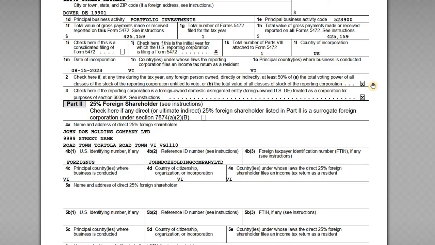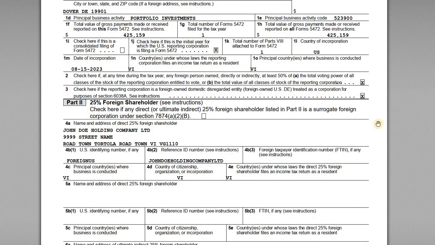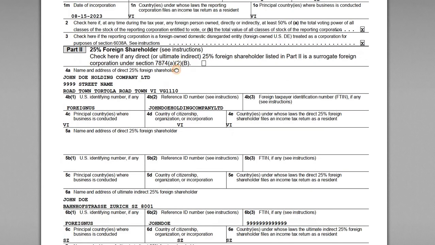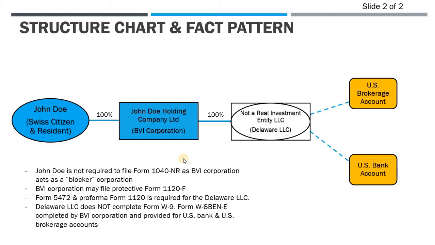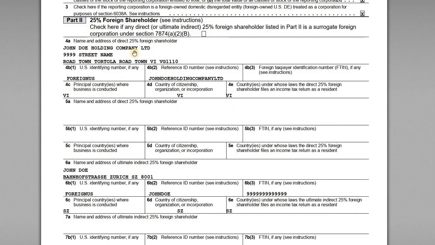And then questions 2 and 3, we've marked off yes, given the foreign ownership, and given that it is a foreign-owned domestic disregarded entity for purposes of Section 6038A. Information on the foreign shareholder in Part 2. This is where we have the direct foreign shareholder. So remember the structure chart here. The direct shareholder in this entity is the holding company in BVI, and then the indirect owner is John Doe, who's a Swiss citizen and resident. Right, so we've got John Doe Holding Company Limited as the direct foreign shareholder.